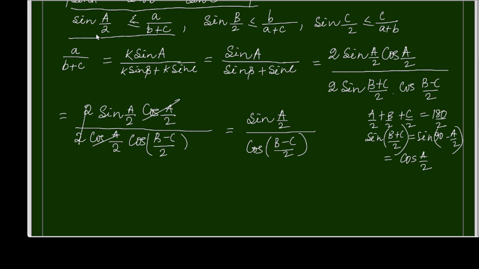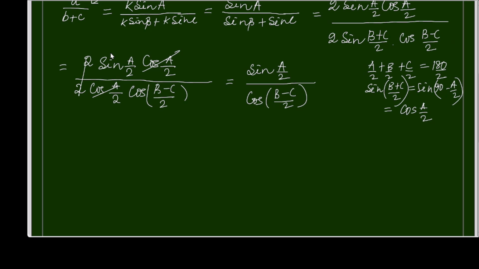So I have to prove that this is greater than sine A by 2, because I have taken the right-hand side sine A by 2. I'll prove that this ratio is greater than or equal to sine A by 2. That means the ratio is greater when the denominator is less than 1. What is the logic?